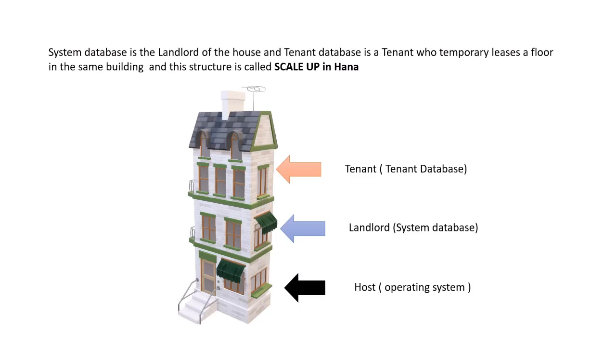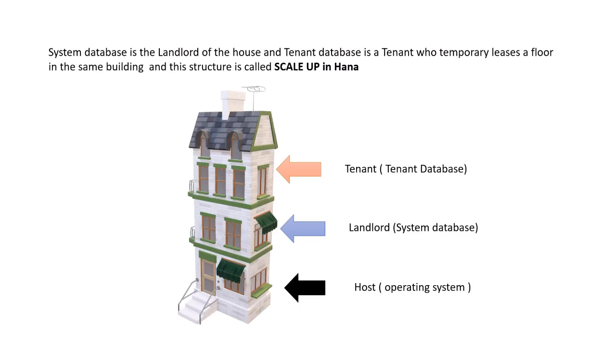Consider one single building, which is in the name of a person. He is the landlord of that complete building, and one of the floors he has rented out to someone, and he is residing there as a tenant. So this structure is called a scale up in HANA.